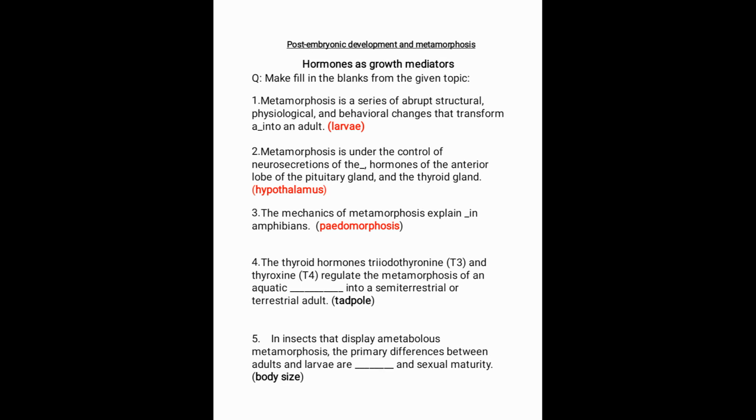First one: metamorphosis is a series of abrupt physiological and structural behavioral changes that transform a larva into an adult form. The answer is larva. Second one: metamorphosis is under the control of neurosecretions, the hormones of the anterior lobe of the pituitary gland and the thyroid gland. Neurosecretory cells of the hypothalamus. The answer is hypothalamus.